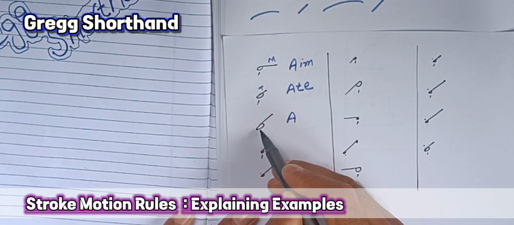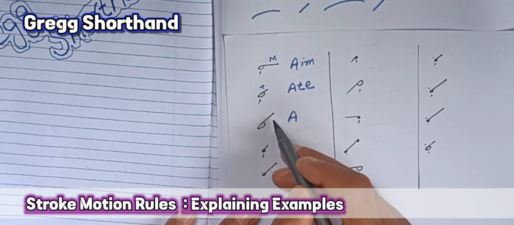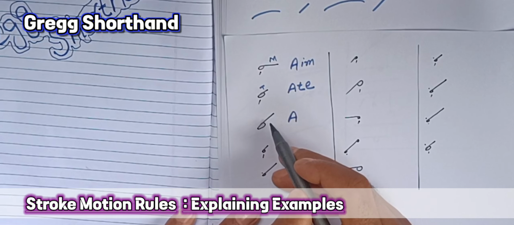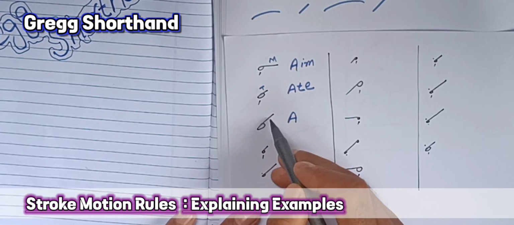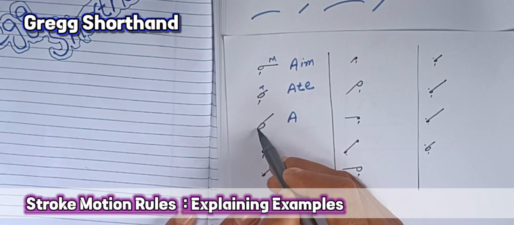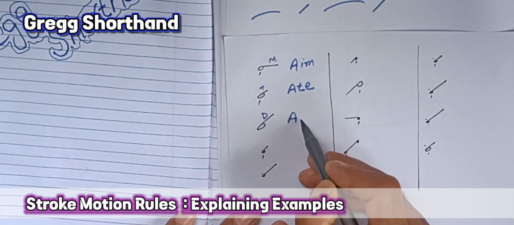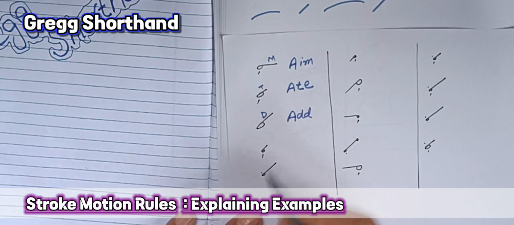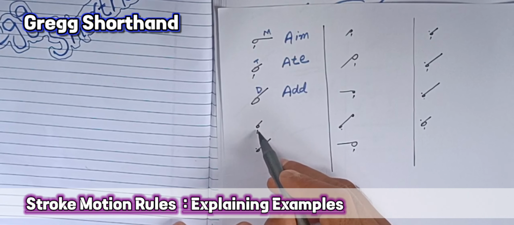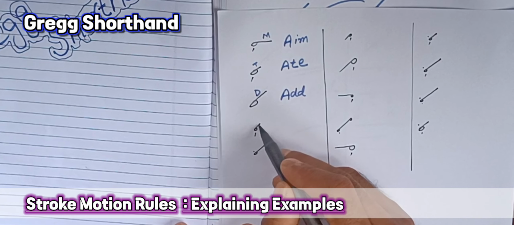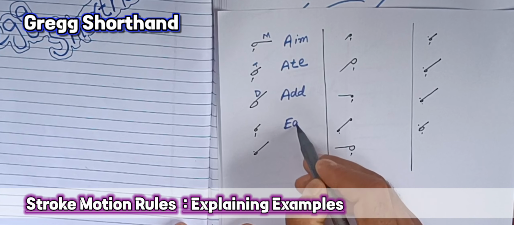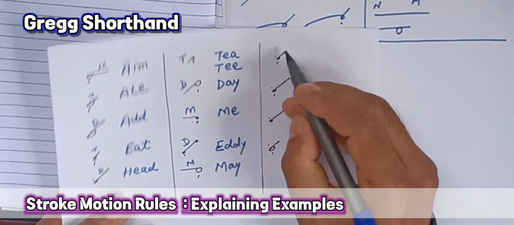This is A, and then we have D. But we don't have anything below this, so this becomes shorter sound, as in mat sound. A. If this is A, then we have D. What does this become? Add. In the same way, we have the longer sound of E. This becomes E and then T. Eat. Okay.